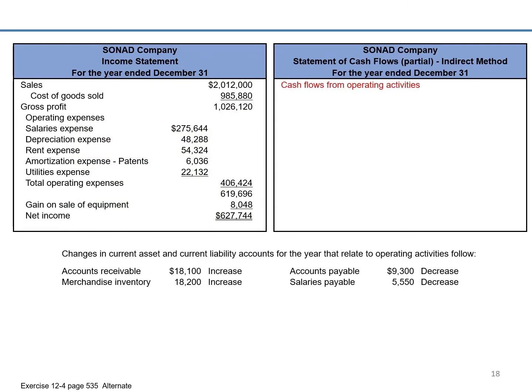All right, so let's start with net income. Net income is $627,744. They tell us that. Add back any non-cash items, or subtract, depending upon which direction it's going. In this case, we're going to add back both of our non-cash expense items because they were originally being subtracted to get to our starting point. So we want to add them back.